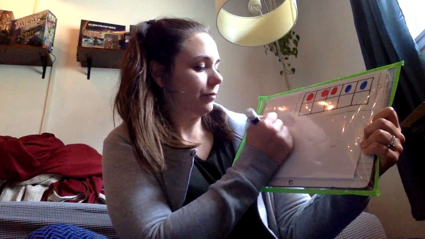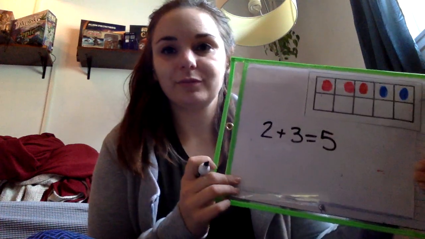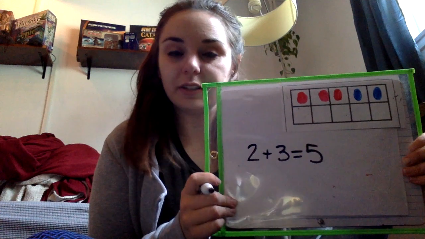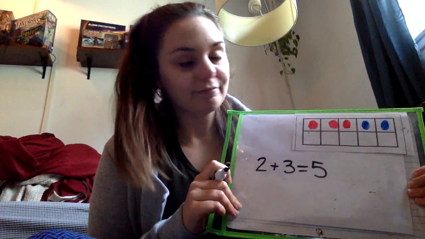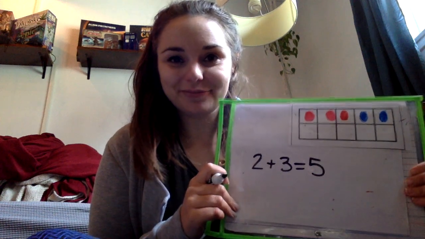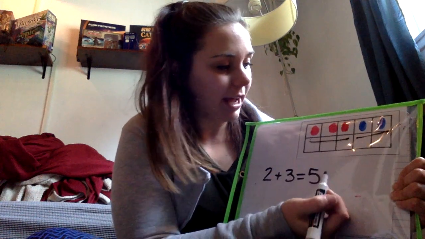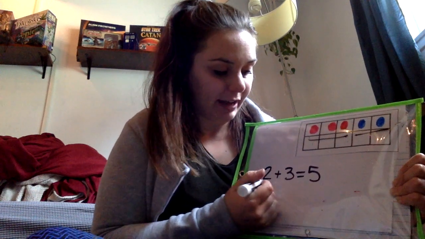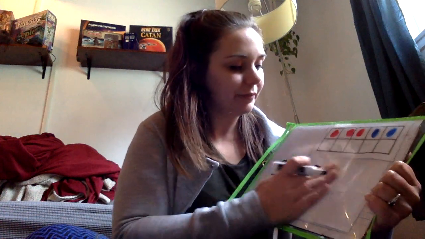Here's the first one. Would 2 plus 3 equals 5 be in this fact family? Pause the video if you need to think. It would, because there's 2 blue, 3 red, and all together it equals 5. 2, 3, and 5 are in that fact family. So that one works. How about this one?